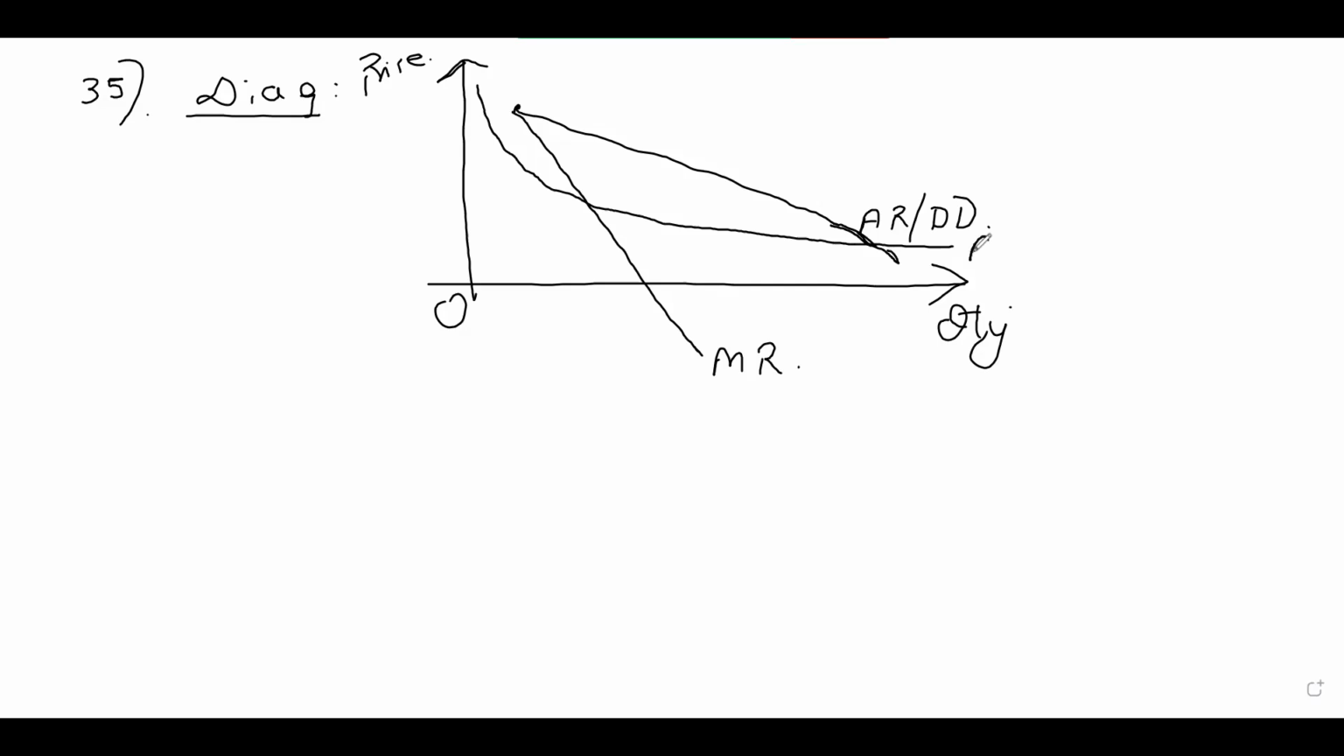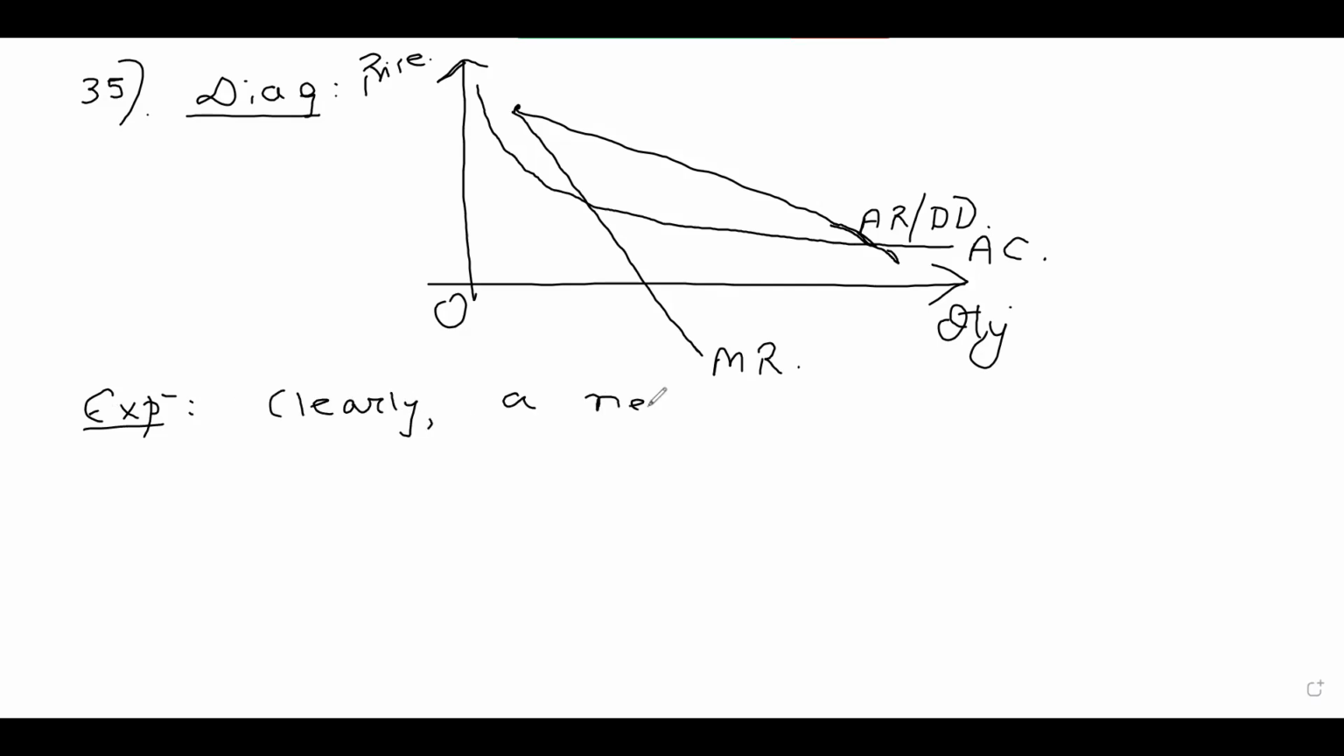This is the average cost. So the demand curve is downward sloping, also called the average revenue curve. Marginal revenue lies below the AR curve. Average cost curve continues to fall. So I can write the explanation clearly.